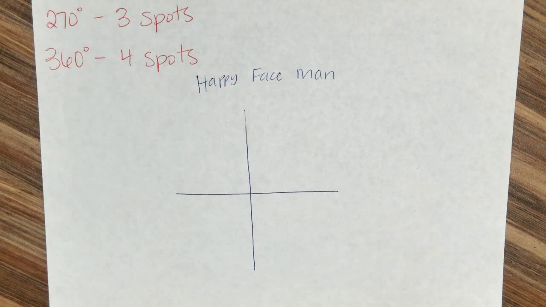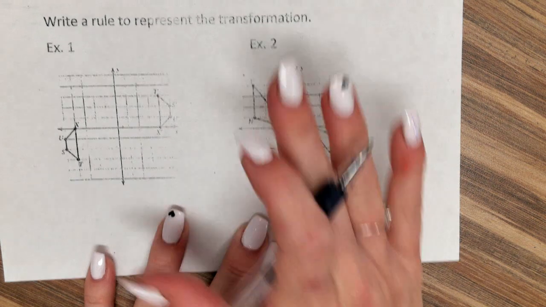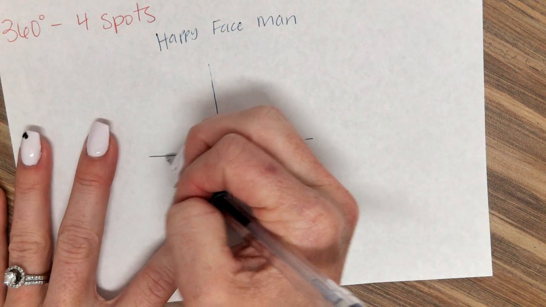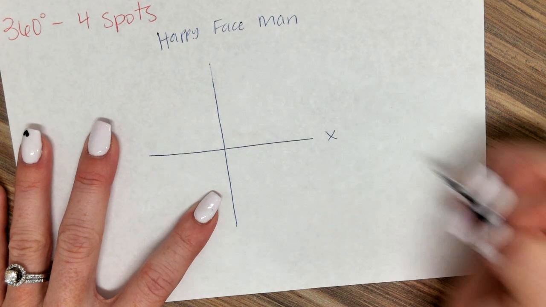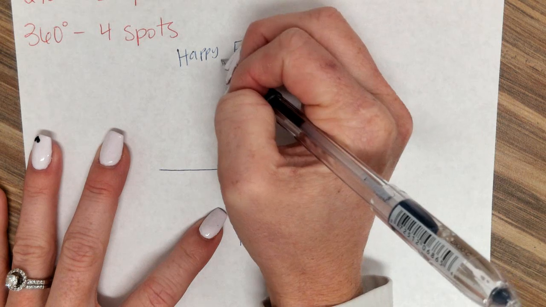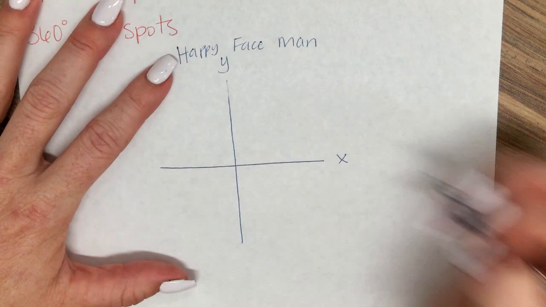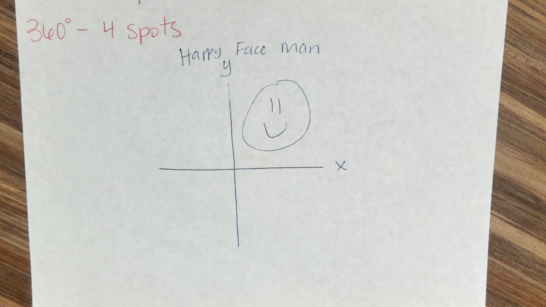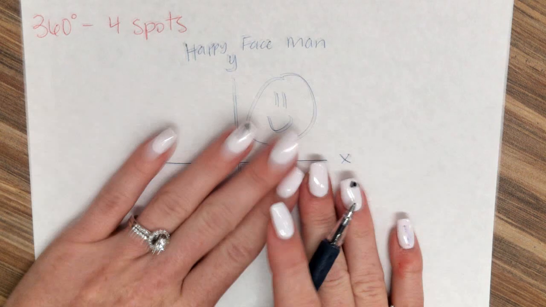This will work for every rotation, but you cannot use their picture. So like if this was a question on your STAR test, you wouldn't use their picture. You would draw your own Happy Face Man. Okay? To do this, you label the x-axis on the right side, and you label the y-axis at the top, and you draw a happy face in quadrant 1. So you have to memorize how to draw this.